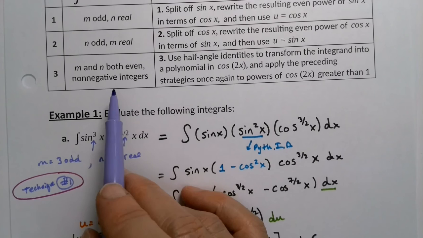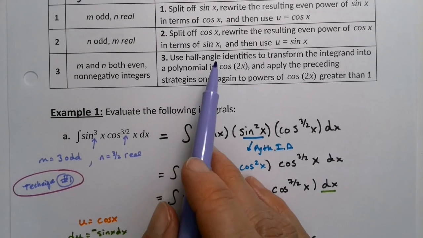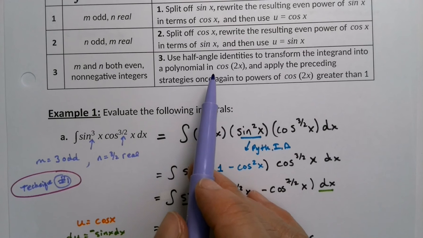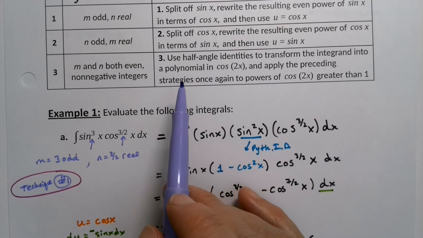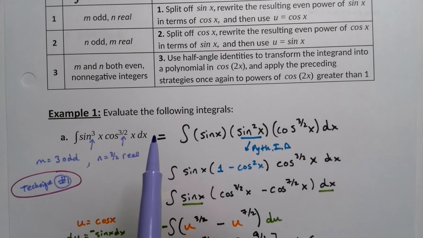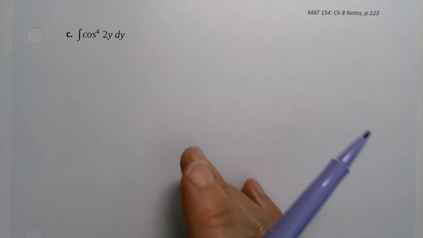So now let's see an example of the third technique, where m and n are both even non-negative integers, and we're going to use half-angle identities to transform the integrand into a polynomial in cosine of 2x and apply the preceding strategies once again to powers of cosine of 2x greater than 1. Well, that's a mouthful. All right, so let's see what's going on here.